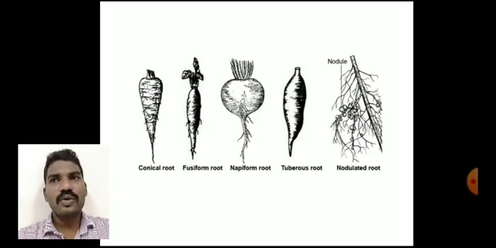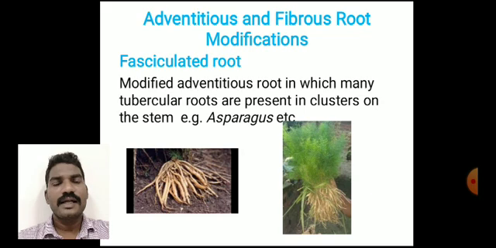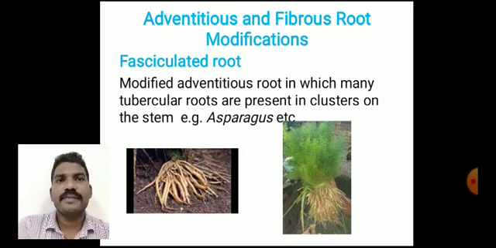The last one is a nodulated root. This type is mostly found in the leguminous plants. You can see the nodules on the secondary roots. This helps the fixation of nitrogen in leguminous plants. And these are the modifications of fibrous roots. First one is a fasciculated root. In this type, many tuberous roots are present in a bunch. You can see Asparagus racemosus, so many bunches of tuberous roots found in the stem region.